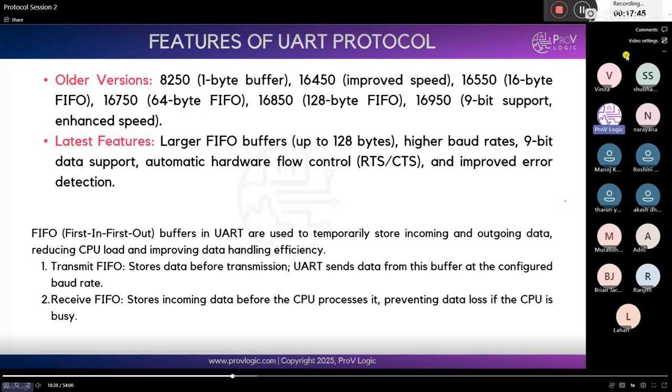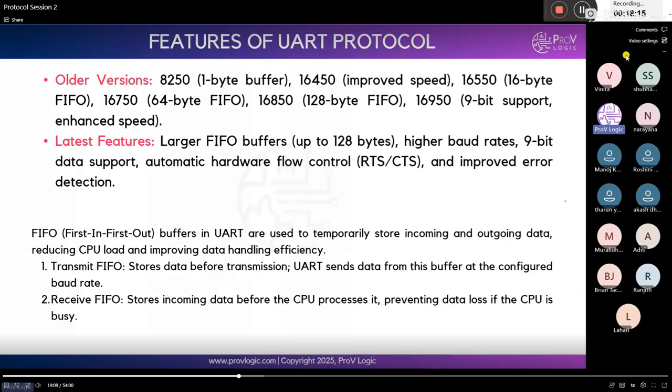And coming to the features of UART protocol, coming to the versions, we have a lot of versions in UART, starting from 8250. 8250 is one of the oldest versions, the starting version. It just has single chip serial communication, 1 byte buffer only. It transmits 1 byte buffer, and is very limited in high speed data rates.